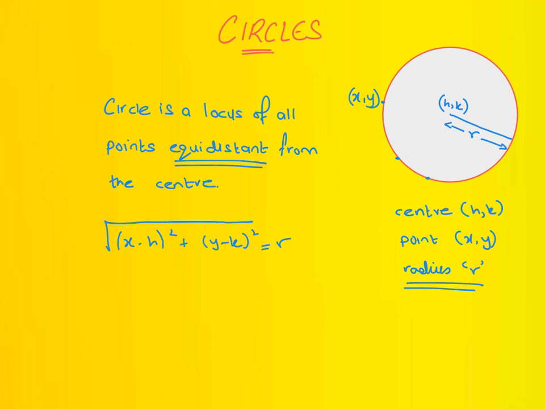Now just to remove this radical, what we can do is to square both sides. So when I square both sides, what we get is (x minus h) whole square plus (y minus k) whole square equals r squared. This is the standard equation of a circle.